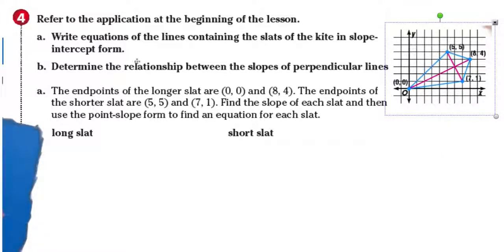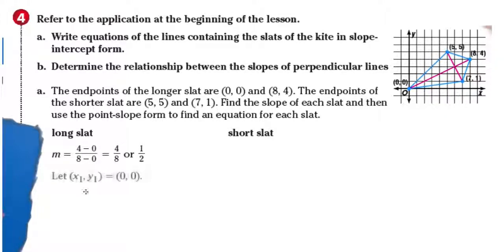Okay, so write the equations of the lines containing the slats of a kite in slope-intercept form. Determine the relationship between the slopes of perpendicular lines. Okay, so the long slat, which is that one, we want to find that slope. And we're using the origin and 8, 4 as our points. We find our slope to be 1/2.